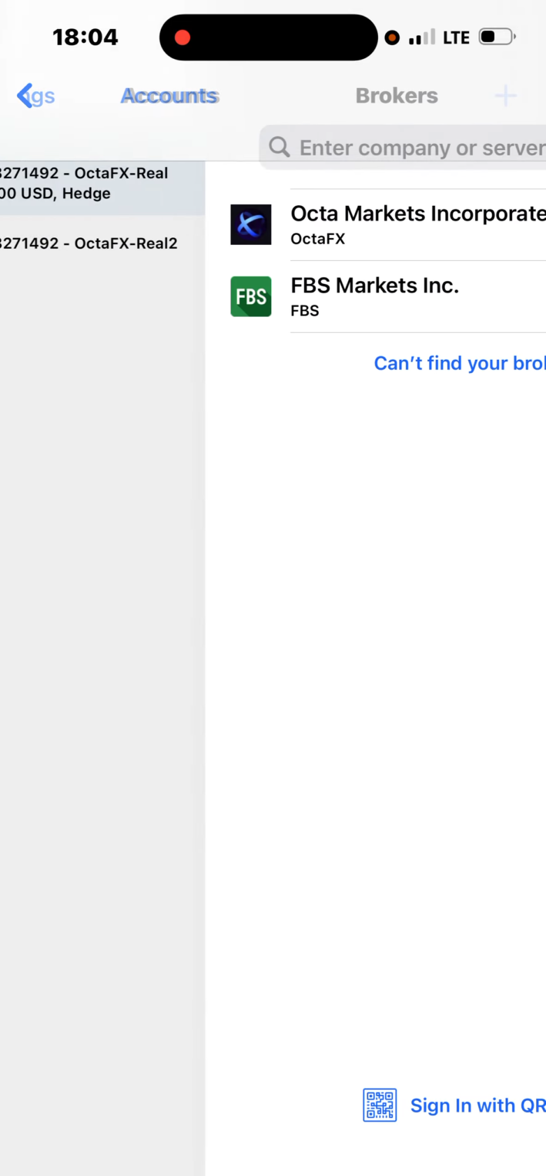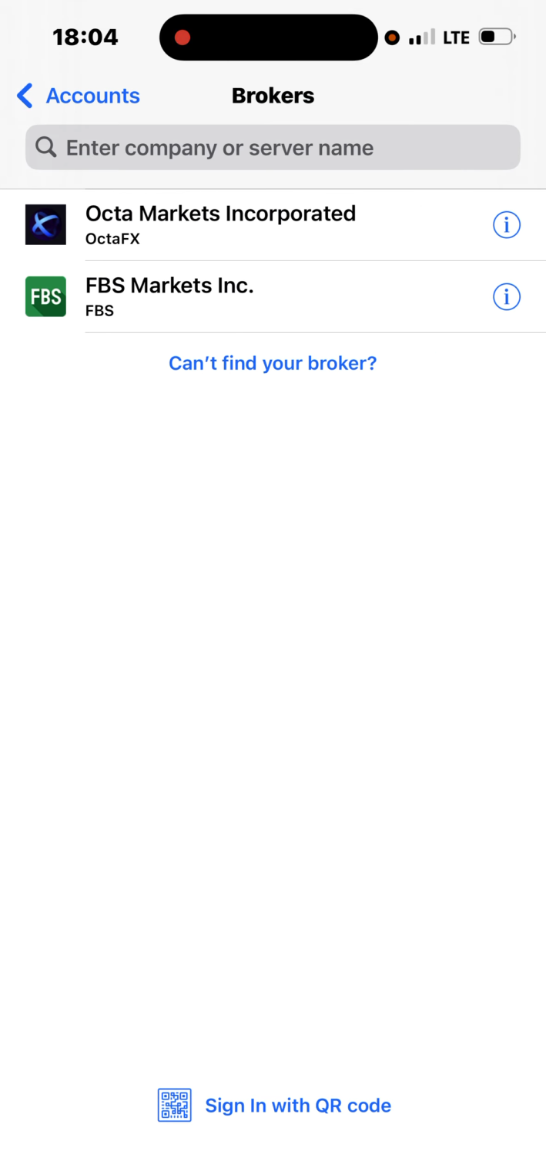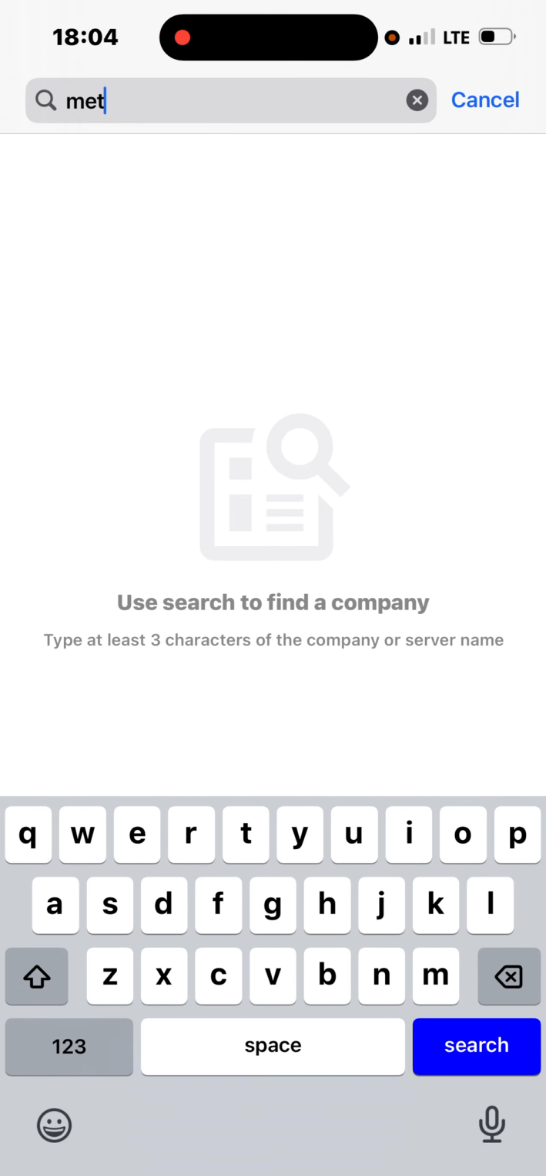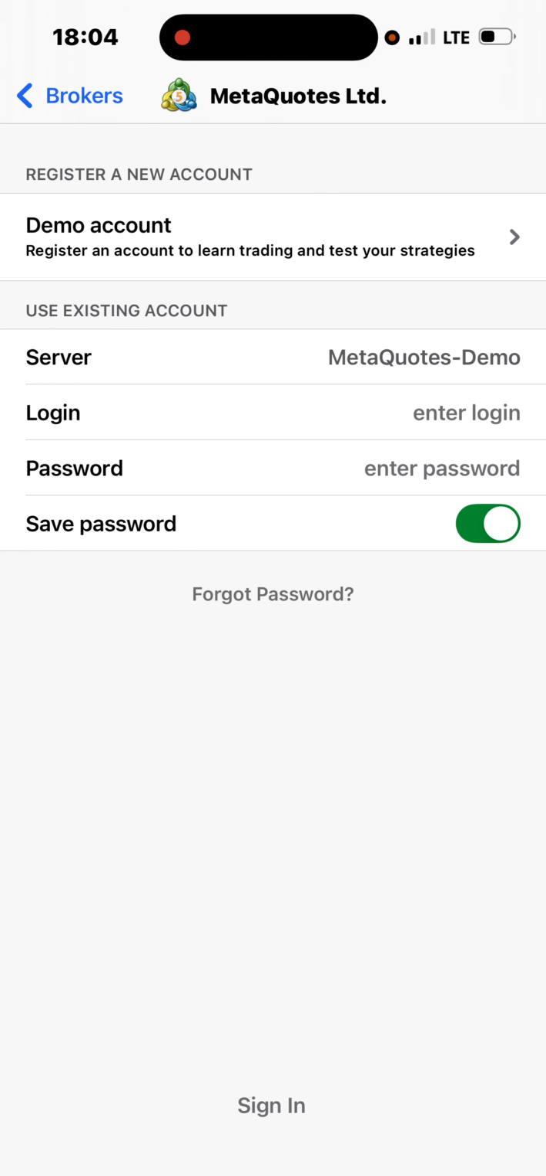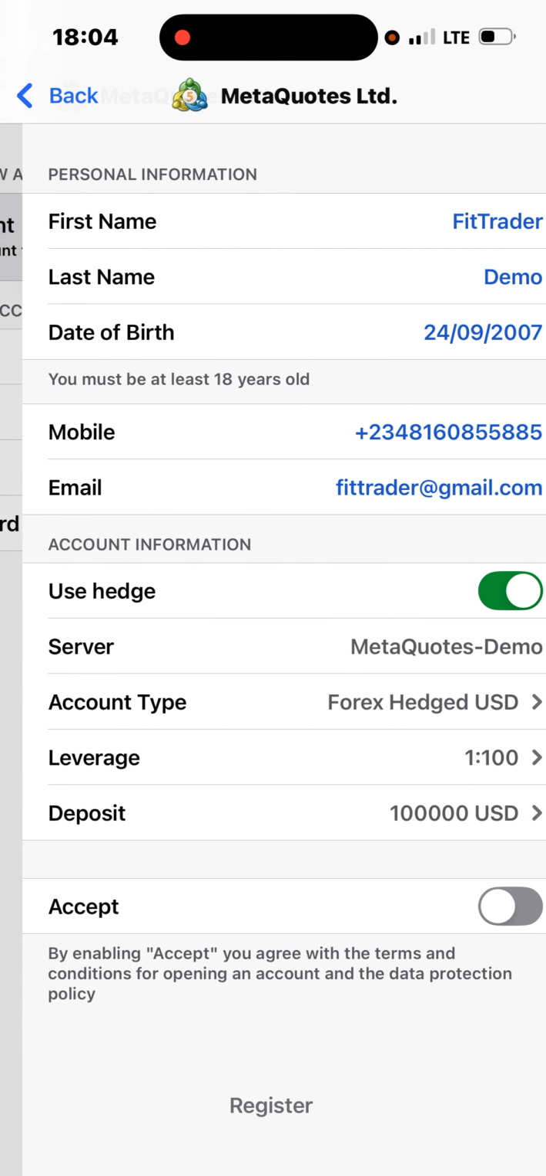So you click on plus. Now this is me teaching you how to create a demo account that you can practice with as time goes on. You click on plus, you search for MetaQuotes. Now please take note of that. MetaQuotes will open MetaQuotes Ltd. Now this is the MetaTrader company itself, so they can give you a demo account to trade with. So you click on MetaQuotes Ltd. Then you click on demo account.